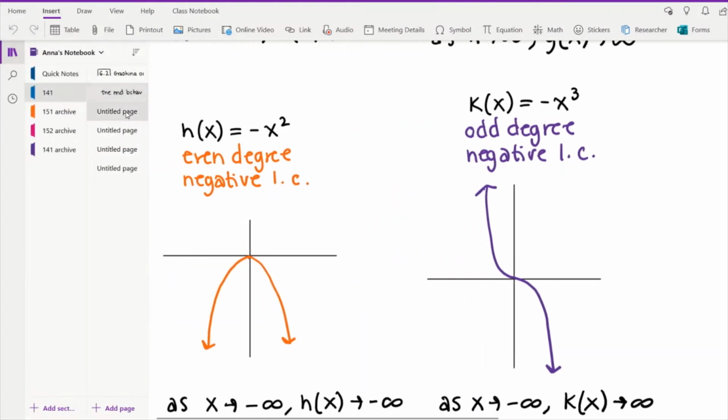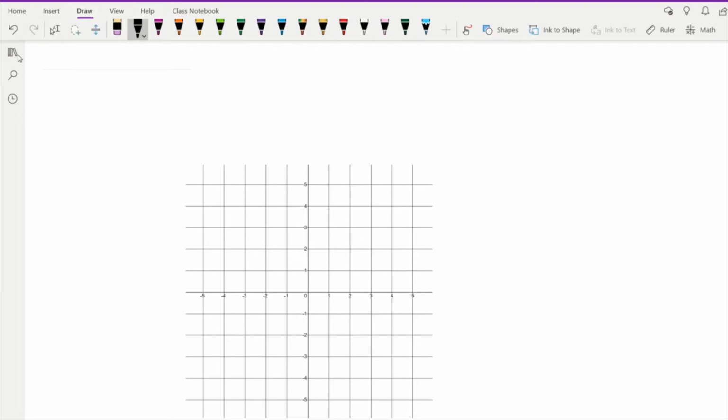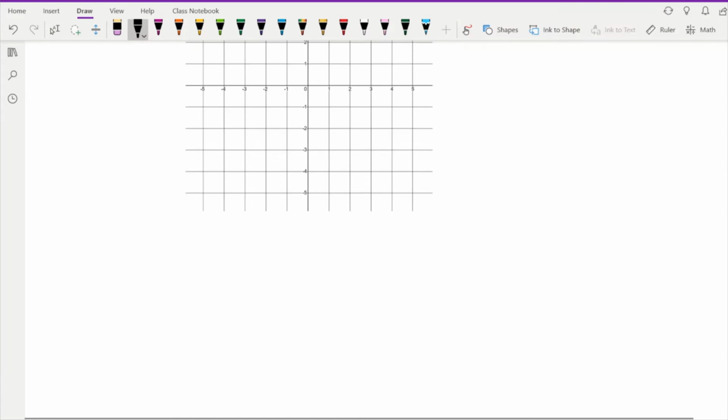Okay, so now we're going to put all of these different ideas to use, and we're going to use the zeros, the multiplicities, and the end behavior to sketch a few different graphs. So the first one we're going to do is sketch the graph of f of x equals negative x to the 4th minus x cubed plus 2x squared. So the first thing we want to do is identify the end behavior.